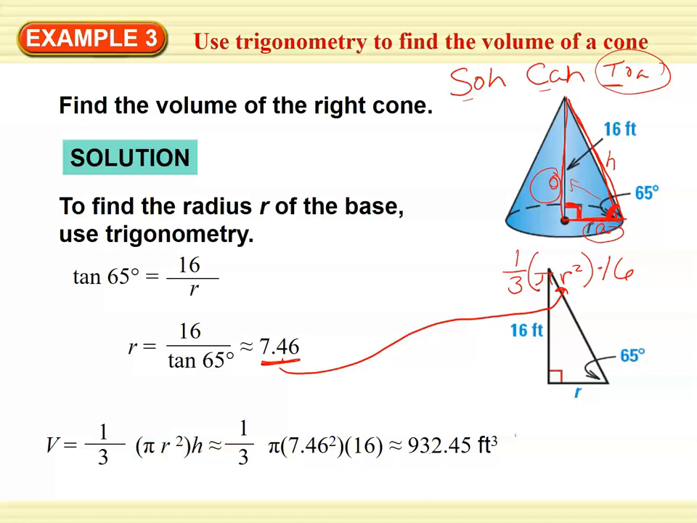Now, if you take 7.46 squared times 16, and then take 1/3 of that, you would get 296.81. So that's taking that, and that, so everything but the pi. So you could also write your answer like that, 296.81 pi feet squared. Feet cubed, excuse me. But again, always remember your units.